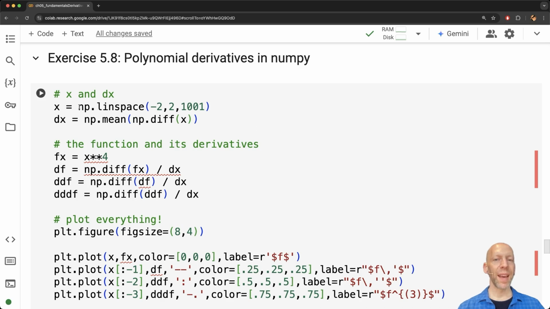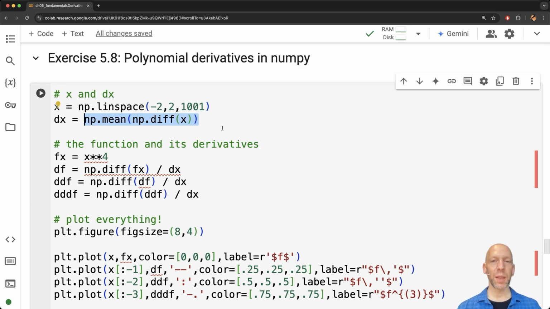Here I define the x-axis grid, and here I create dx, variable dx. Now, sometimes I define the variable dx to be the second point in x minus the first point in x. Here I'm calculating it as the derivative of x, and then the average of all of those derivative points. Those are equivalent. You can use either method.